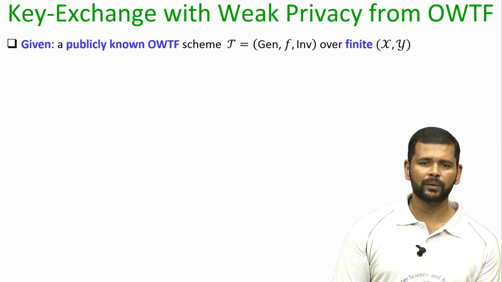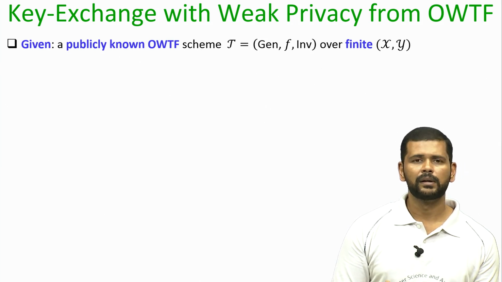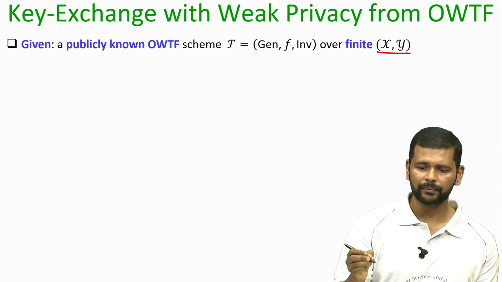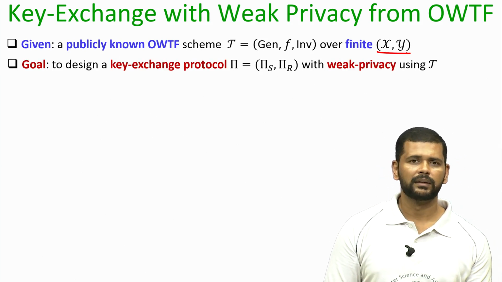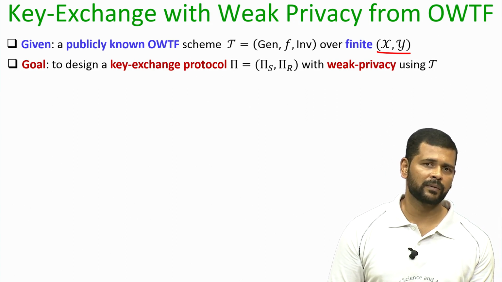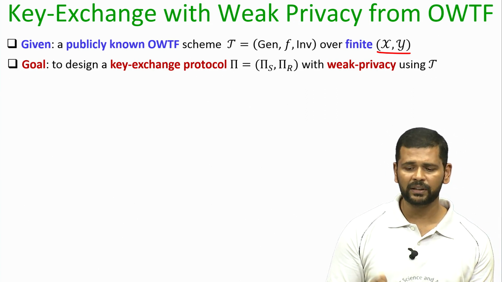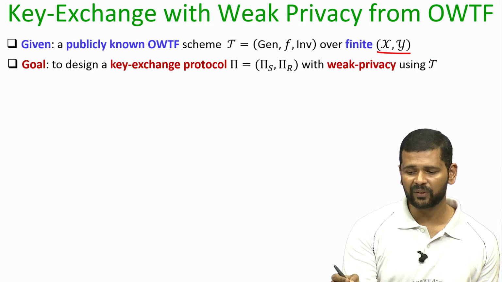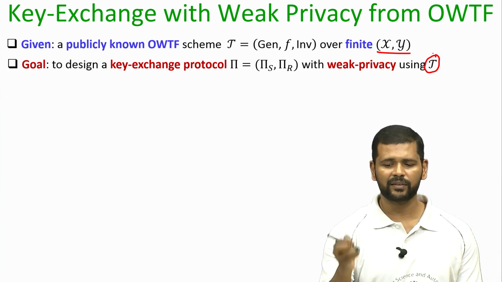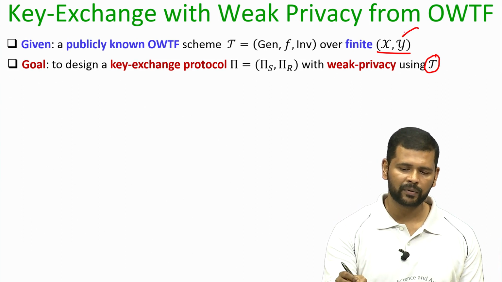So, what is publicly known is a description of a one-way trapdoor function scheme over some finite sets X, Y, and the goal here is to design a key exchange protocol, namely a pair of protocols, one for the sender and one for the receiver, achieving the notion of weak privacy, using this one-way trapdoor function scheme, and the resultant key is going to be an element from this set Y.